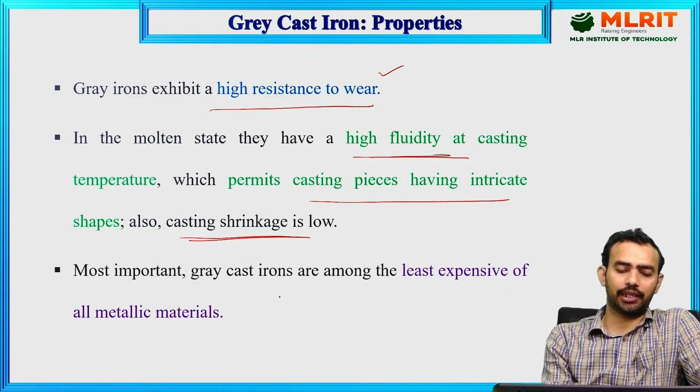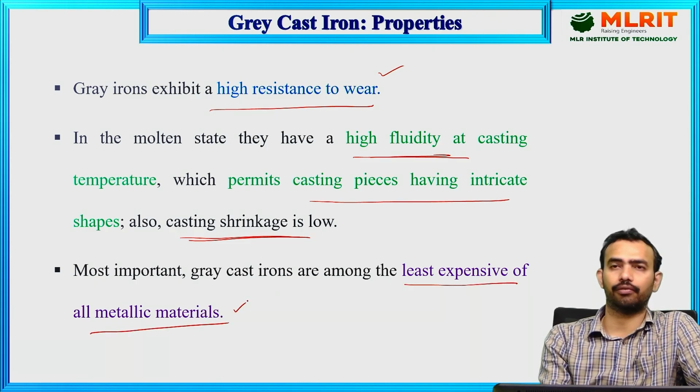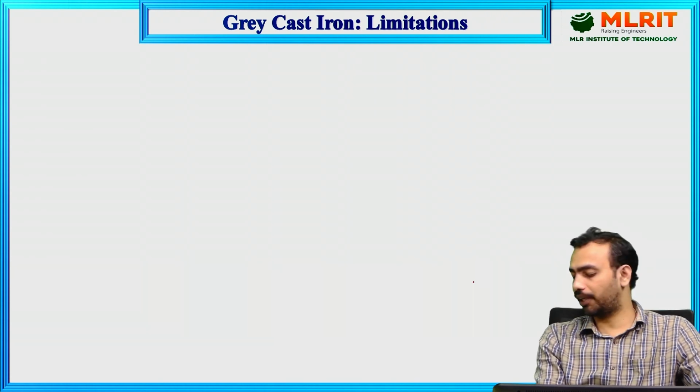Most importantly, grey cast irons are among the least expensive of all metallic materials. When you look at the metallic materials like your steels and cast irons, among all these, grey cast iron is the least expensive material. However, it also has certain limitations.